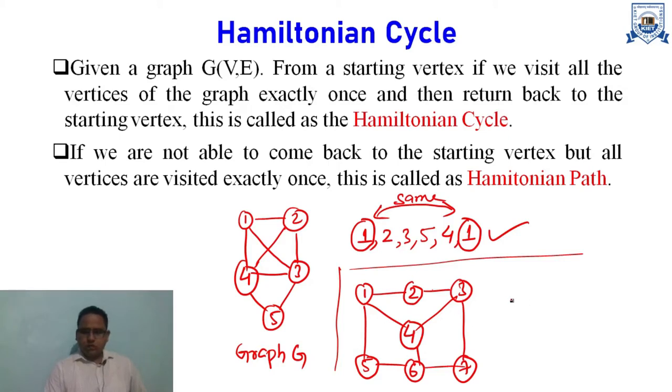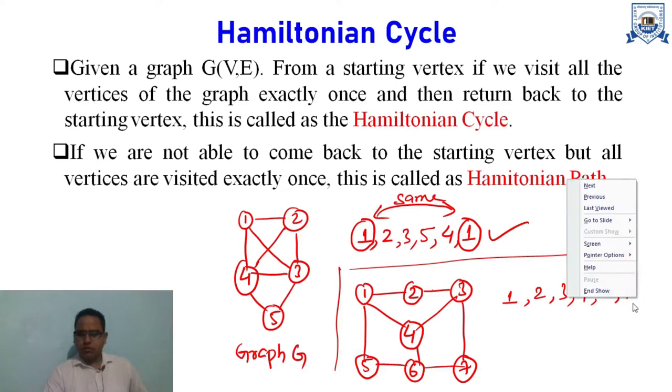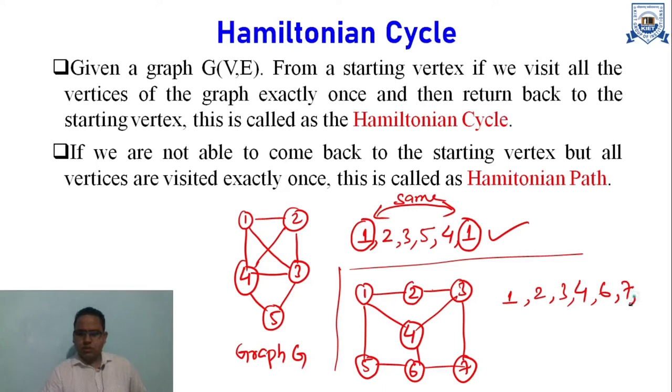Now let's start from vertex 1. From vertex 1, let's move to vertex 2, then move to vertex 3, then from vertex 3 let's go to vertex 4, then vertex 4 to vertex 6. Now from 6 we can go to 7. Now there is no possible way to traverse 5 and come back to 1. So we need to repeat the vertices. The only solution, if you want to come back to 5, is to write 6 again. So it is not allowed, repetition is not allowed. So we can say in this graph no Hamiltonian cycle exists.